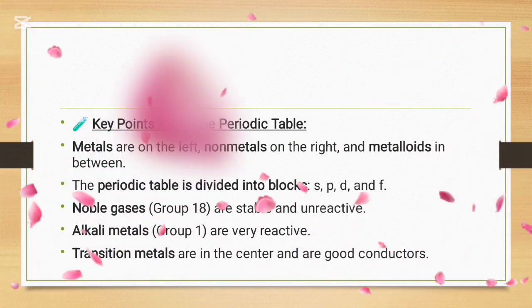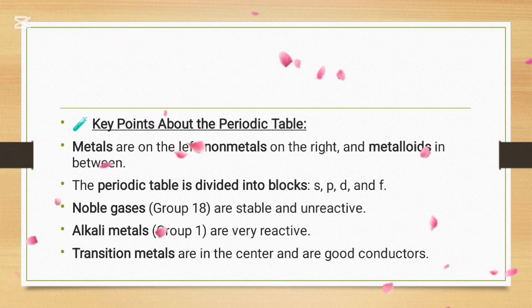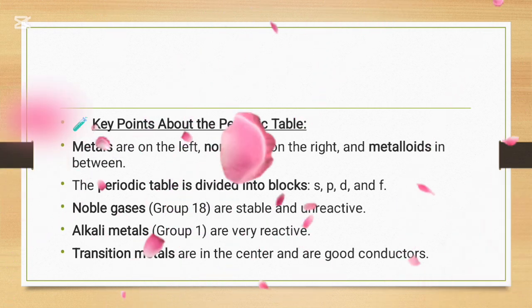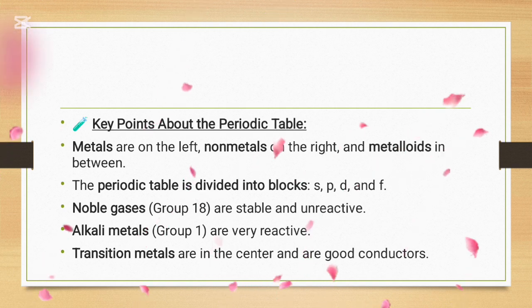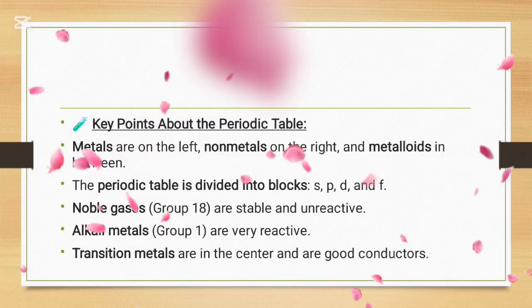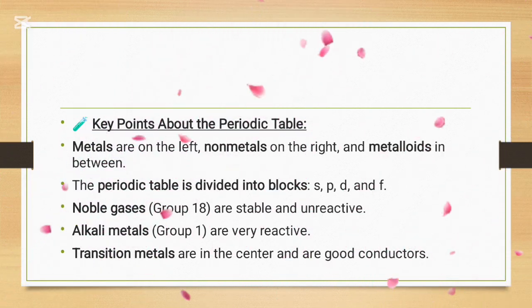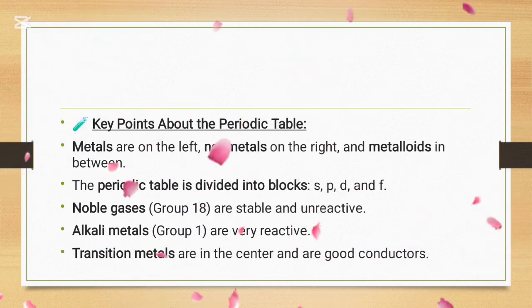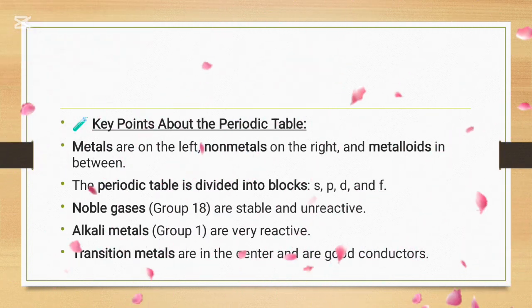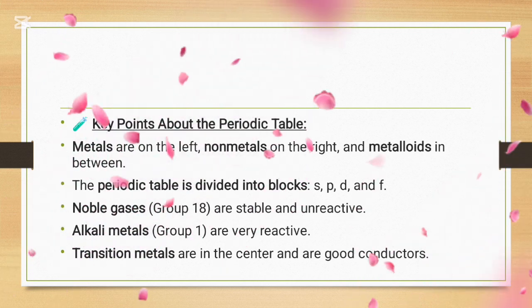Noble gases are group 18 elements. They are stable. It means their outermost shell is complete with 8 or 2 electrons and unreactive. Alkali metals, group 1 metals are alkali metals. They are very reactive metals because they can easily lose their last electron.